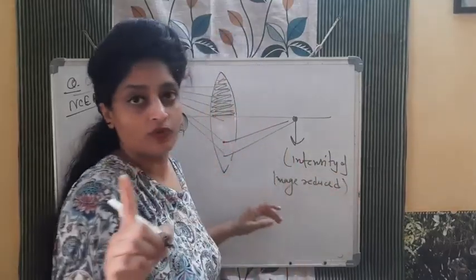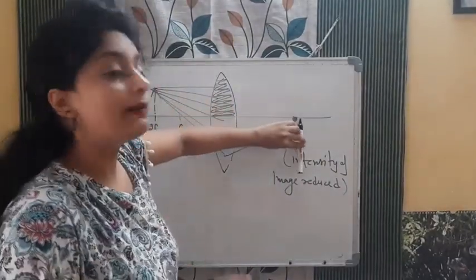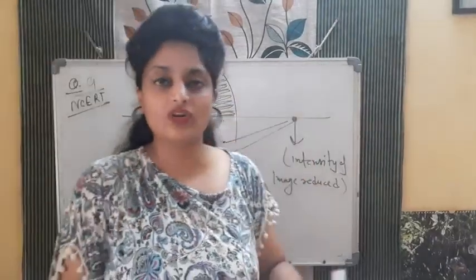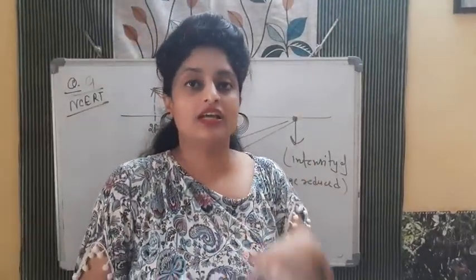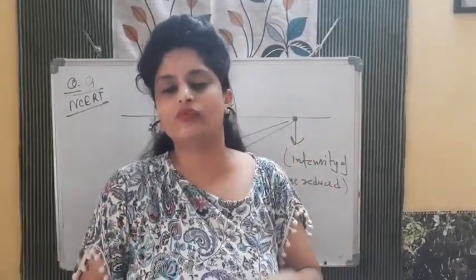Complete image will form. If the object is this side, the image will be this side, complete, but only the intensity, or we can say brightness of the image, the lightness of that image जो पहले जितना अच्छे से clearly दिखाई दे रहा था वो नहीं होगा.